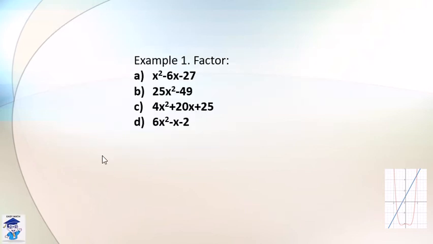For example 1, factor. There are 4 questions. A, x squared minus 6x minus 27. B, 25x squared minus 49. C, 4x squared plus 20x plus 25. D, 6x squared minus x minus 2.